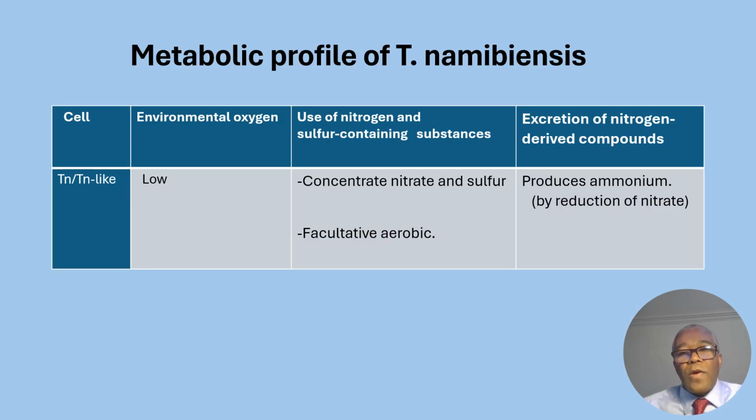And for the metabolic profile of T. nabibensis, these are bacteria found in low oxygen environments. They use sulfur for energy, which they oxidize with nitrate. Nitrate mostly is what they use, but they can use oxygen facultatively. And if you put them in culture, they produce ammonium by the reduction of nitrate. So these are the characteristics of the TN bacteria: low environmental oxygen, facultatively aerobic, using sulfur and nitrate as electron acceptors, and producing ammonium in their culture media.